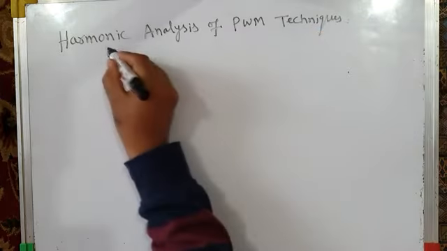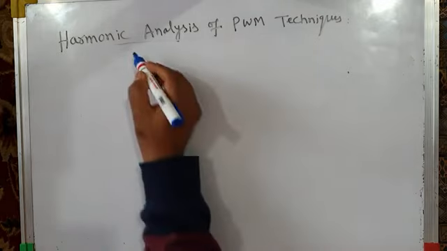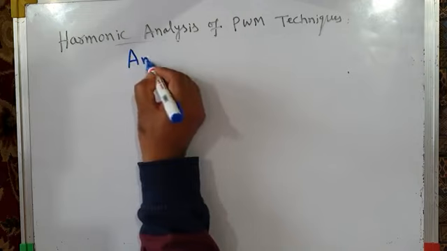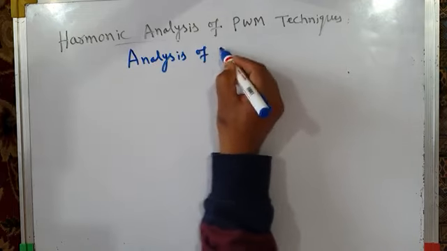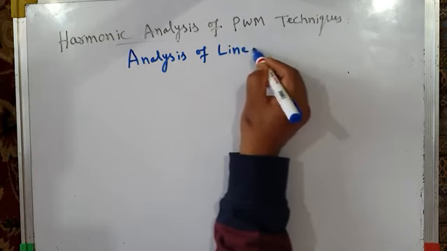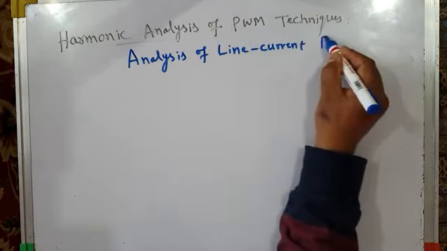And in this harmonic analysis of PWM techniques, we will primarily discuss analysis of line current ripple. I will write here: analysis of line current ripple.